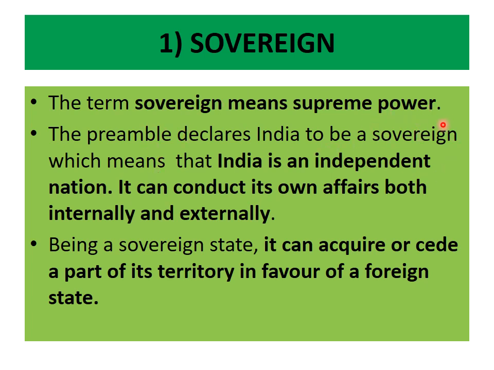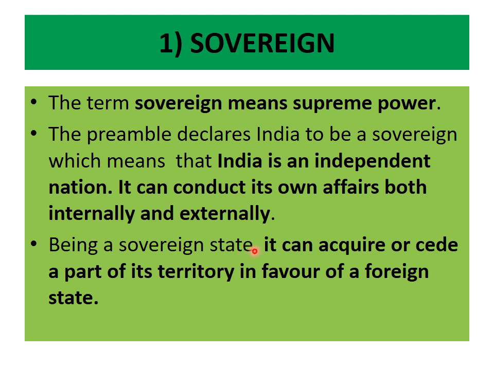So what does sovereign mean? India is now an independent nation. We have our own foreign policy. No one can dictate to us. No one can tell us what we have to do. No one can interfere in our internal matters. And externally also, we are free to take any decision, and free to take part in any organization. Unlike British India, where India was not free to conduct its own affairs, after independence India is sovereign. It is an independent nation.